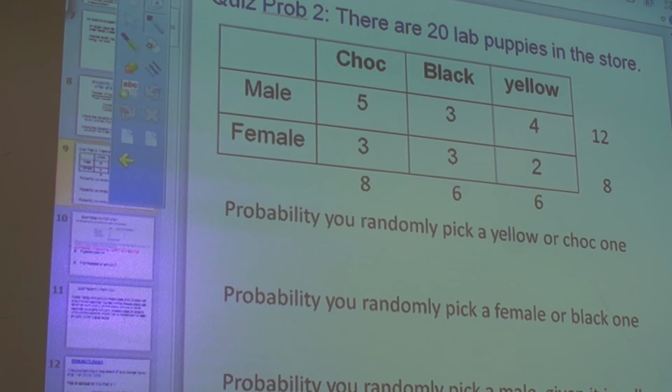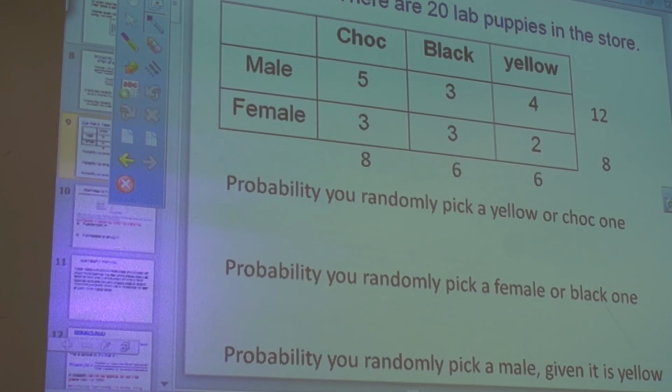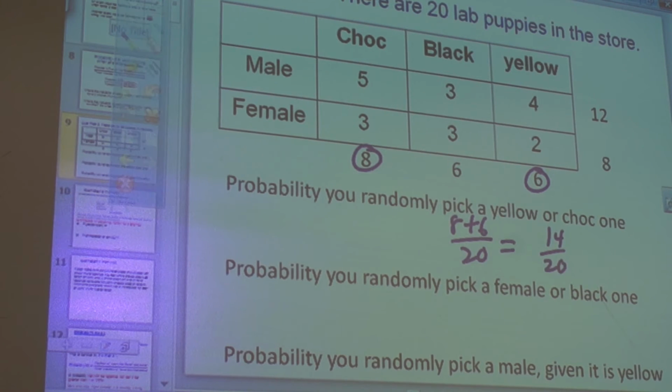So your quiz problem number 2, 20 lab puppies in a store. The probability that you randomly pick a yellow lab or a chocolate lab, what did you guys get for that? 14 out of 20. Yeah, so yellow, chocolate, they're mutually exclusive. They have no overlap, so you can just add the probabilities. 8 plus 6 over 20, 14 over 20. Good? I'm fine with you leaving it like that. You don't have to simplify it.